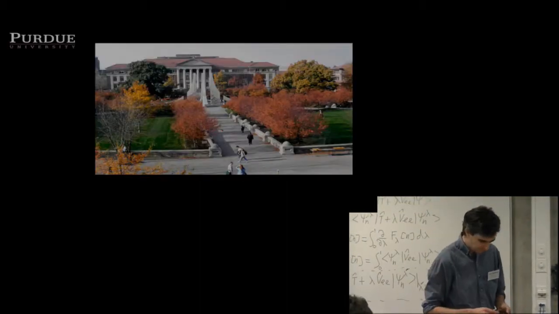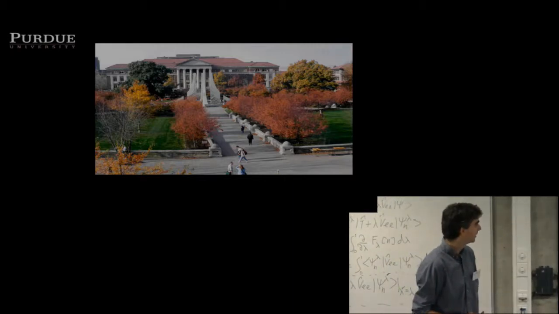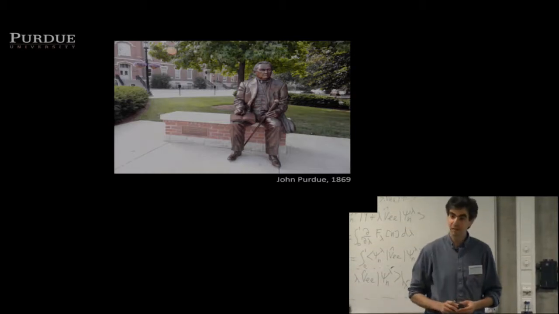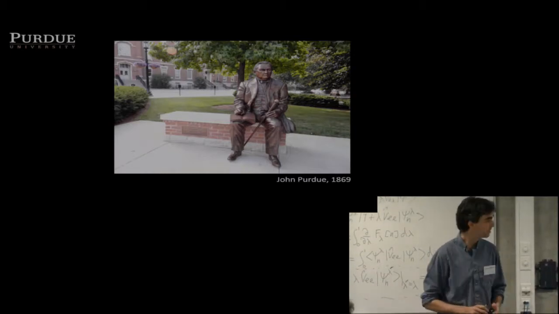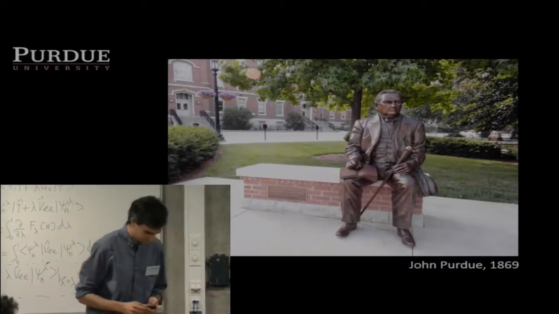Here's a picture of Purdue University. It's in the state of Indiana, in the US. It's a great place for doing research on density functional theory because it was founded by John Purdue in 1869.